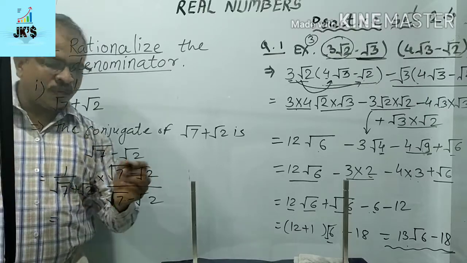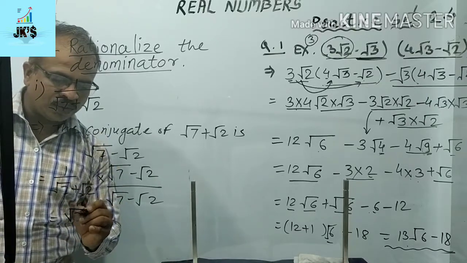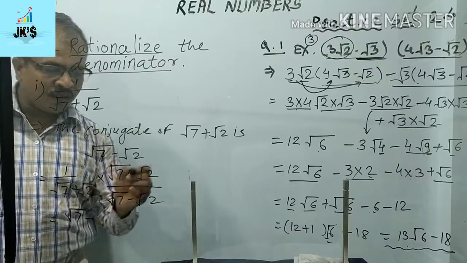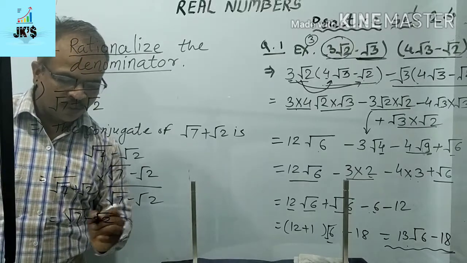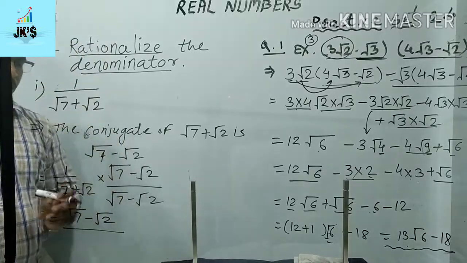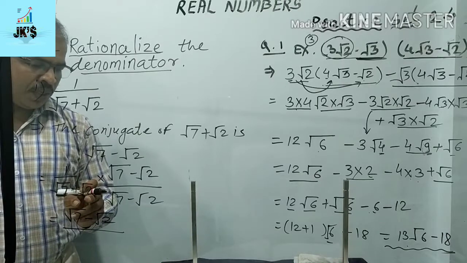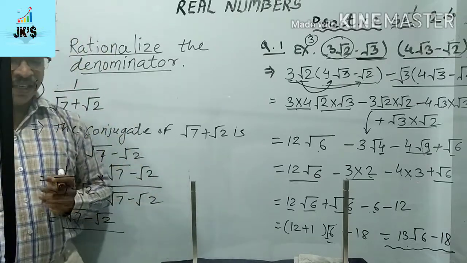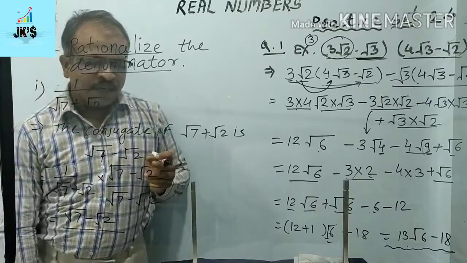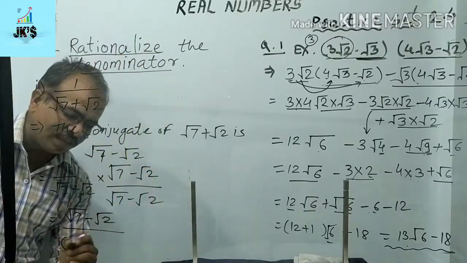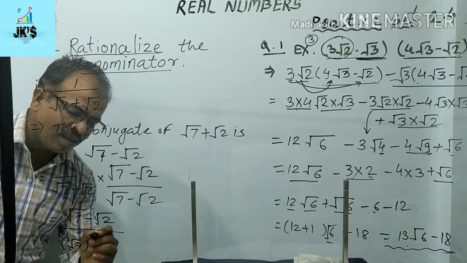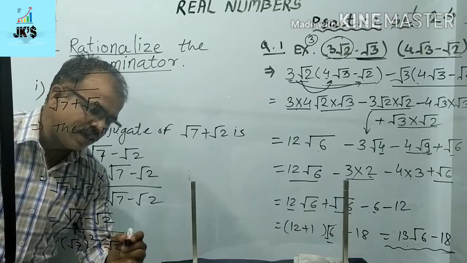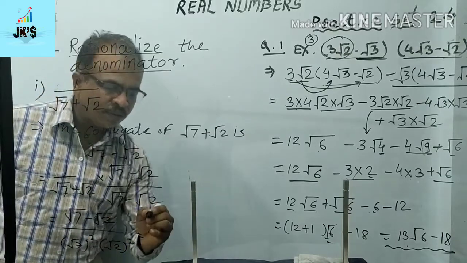See here, 1 into root 7 minus 1 into root 2, root 2. But at the denominator, what happened? (a plus b)(a minus b). We know that the identity is (a plus b)(a minus b) equals a square minus b square.